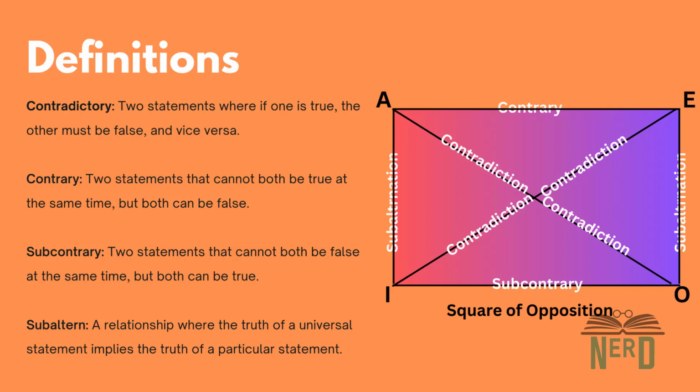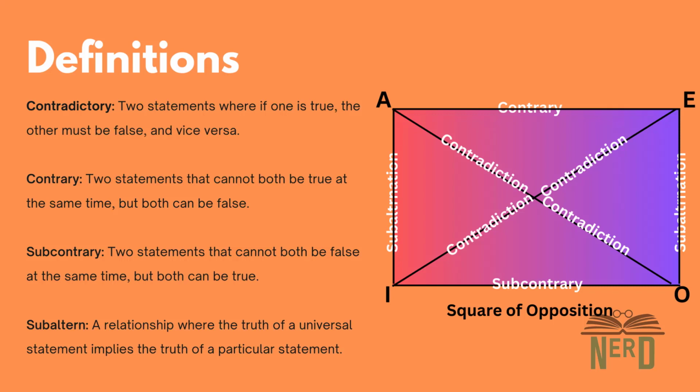On the square, these statements have specific relationships. Contrary: every S is P, A, versus no S is P, E, both can't be true at the same time, but both can be false. Contradictory: every S is P, A, versus some S is not P, O. One must be true and the other must be false. Subcontrary: some S is P, I, versus some S is not P, O. Both can't be false, but both can be true.